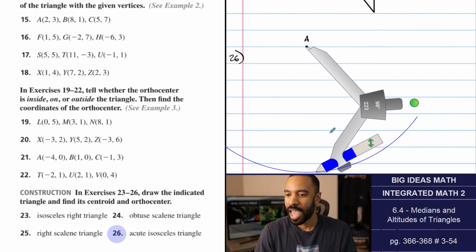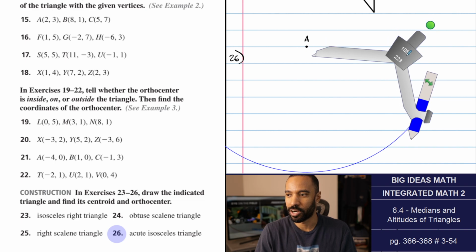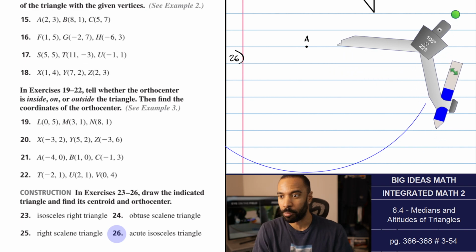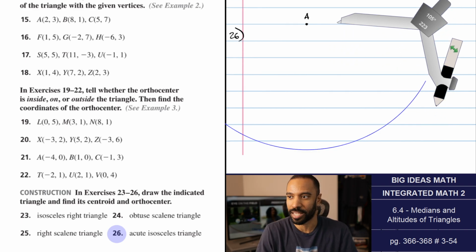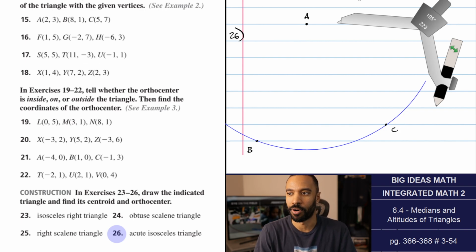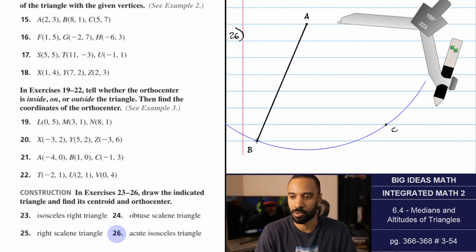Any three points make a triangle, but any two points on this arc will be equidistant from point A. Like this point right here, if I call it B, and this point right here, if I call it C. These are both equidistant from A. Therefore, when I connect all these, I'll make an isosceles triangle. It's really cool. You just have to make sure that it's acute, and I guess this looks acute. We'll be able to tell when we connect them all. So that makes an isosceles triangle right there.